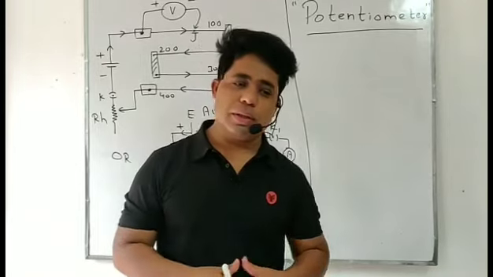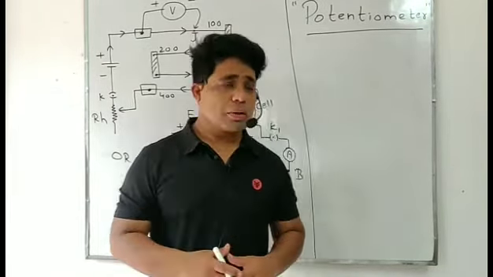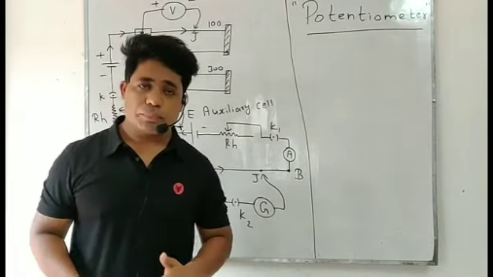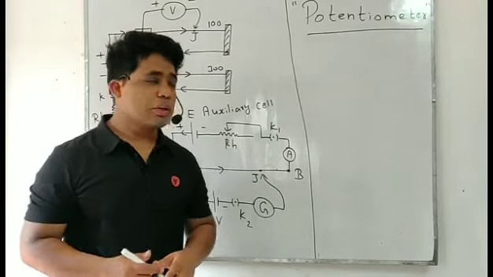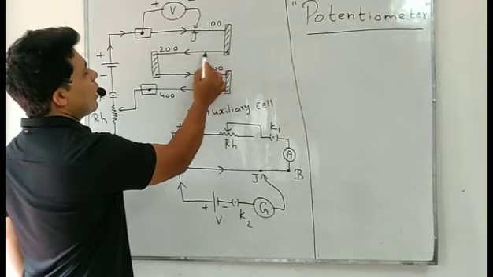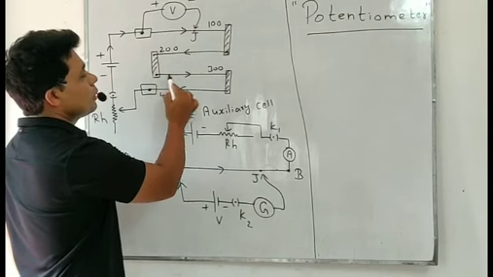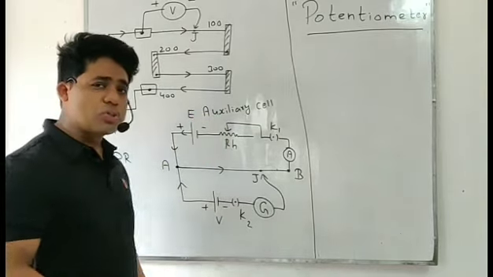Understood students? I'm going to explain the construction of a potentiometer. Let's start. A potentiometer consists of a long wire, up to 9 to 10 meter. Look students, this wire is made of either Eureka, manganese or Constantan. These are alloys. Suppose we are using a Constantan wire in the potentiometer: 100 centimeter, 200 centimeter, 300 centimeter, and 400 centimeter, up to 900 centimeter or 1000 centimeter.